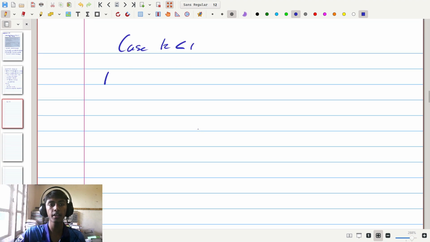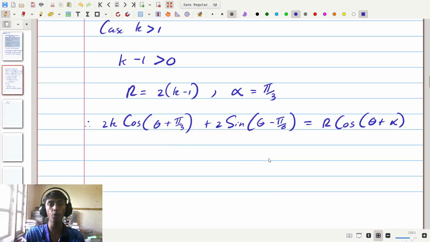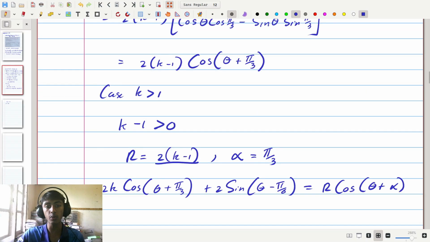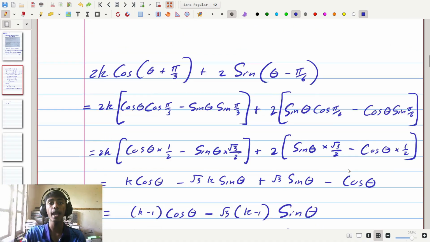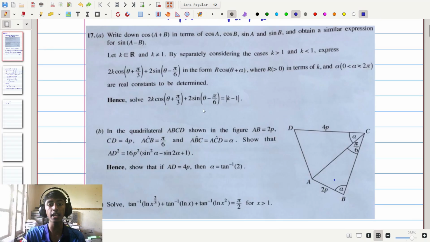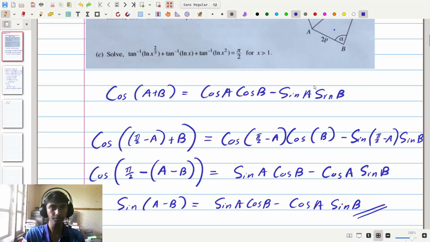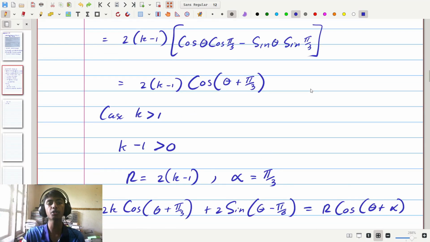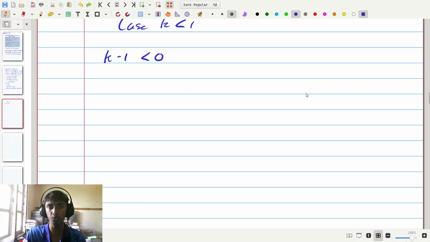because if k is less than 1, then k minus 1 would be less than 0, and therefore we can no longer use r equals 2 times k minus 1, because then r would be negative, and as they said above, we clearly need the case that r is a positive number. So therefore, we cannot use r equals 2 times k minus 1.